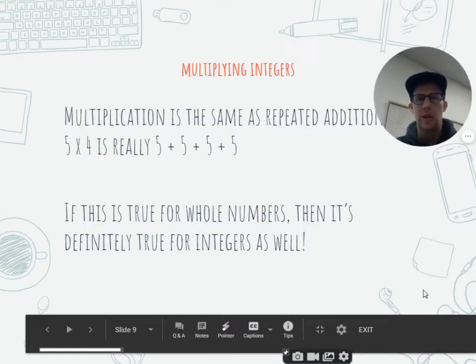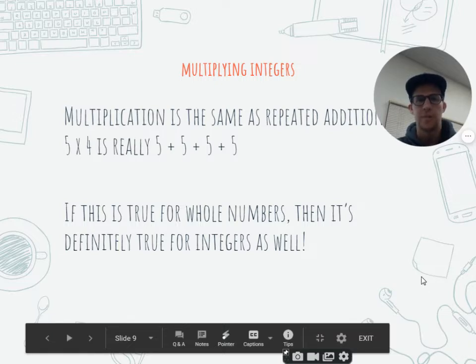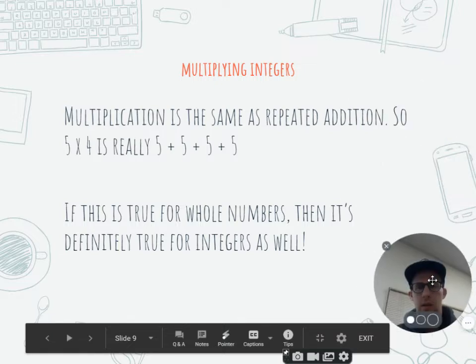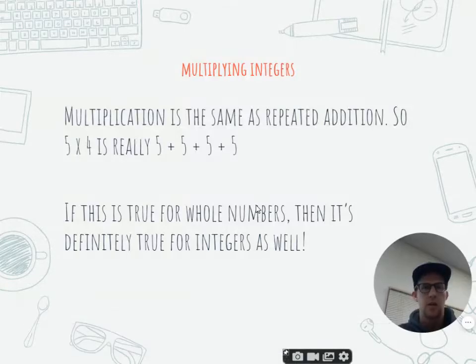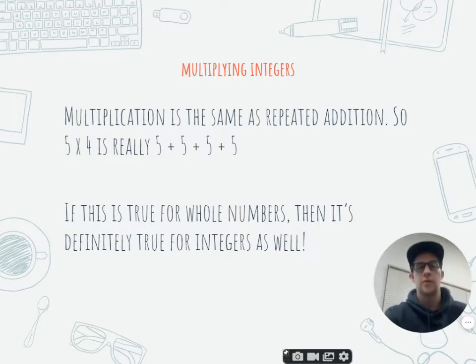So multiplication is the same as repeated addition. Therefore, let's put that there. Therefore, 5 times 4 is really the same as saying 5 plus 5 plus 5 plus 5. So if this is true for whole numbers, then it's definitely true for integers as well.